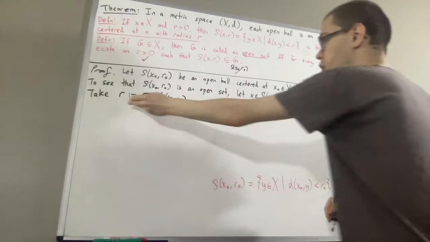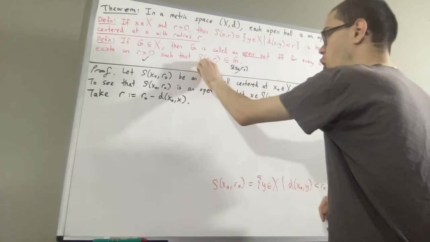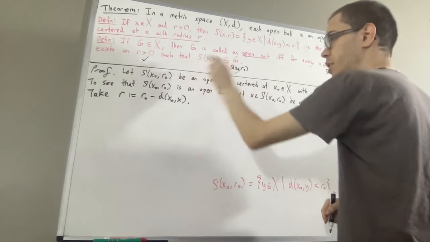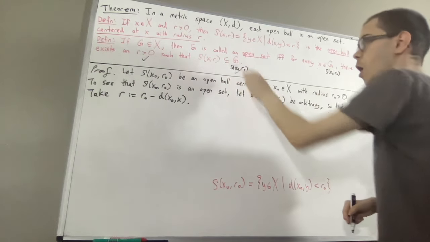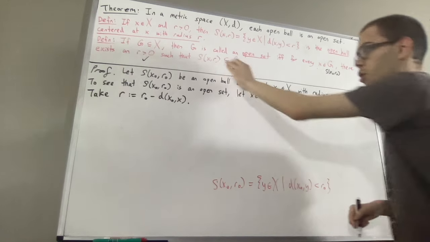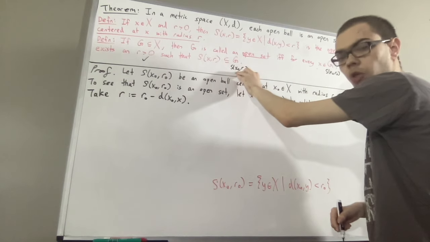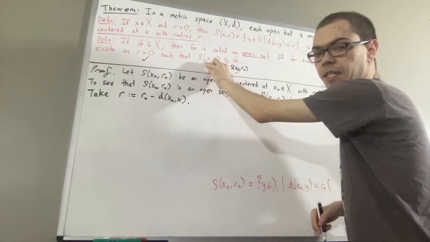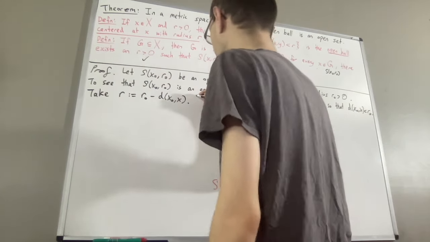Now we want to show with this choice of r that the open ball centered at x with radius r is a subset of the open ball centered at x naught with radius r naught. So we want to show that this set is a subset of the set. To do that, we'll give ourselves an arbitrary element of the set. I'll call it z.